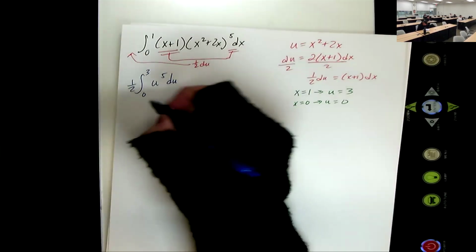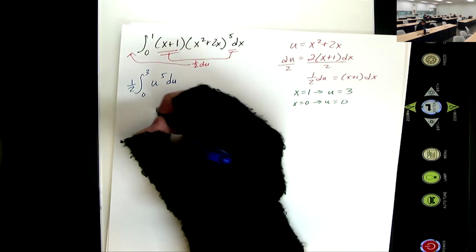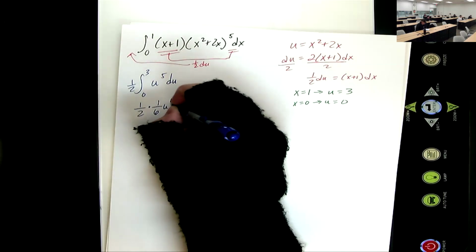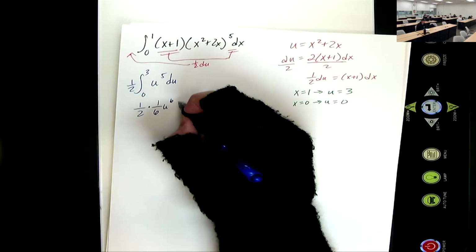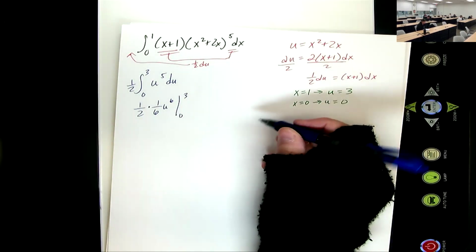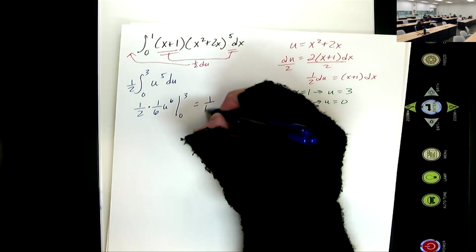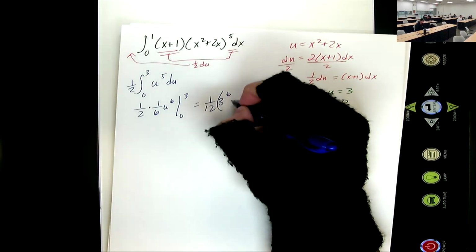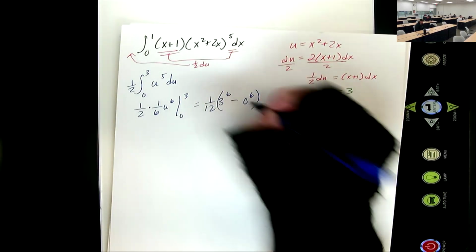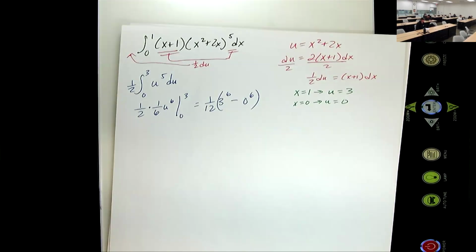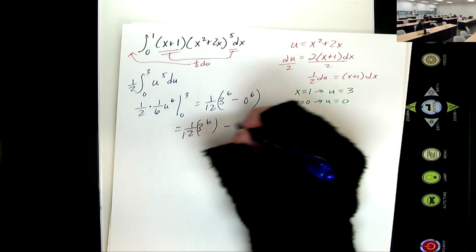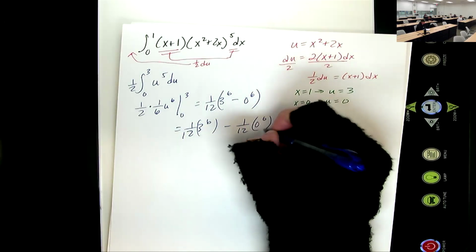I went and did the integral. And so I ended up getting 1/2 times 1/6, or 1/6 u to the 6th, and then 0 to 3. And plugged it in. Had 1/12 times 3 to the 6th minus 1/12 times 0 to the 6th, which just cancels because it's 0. Okay, so 2 ways you can go about doing this.